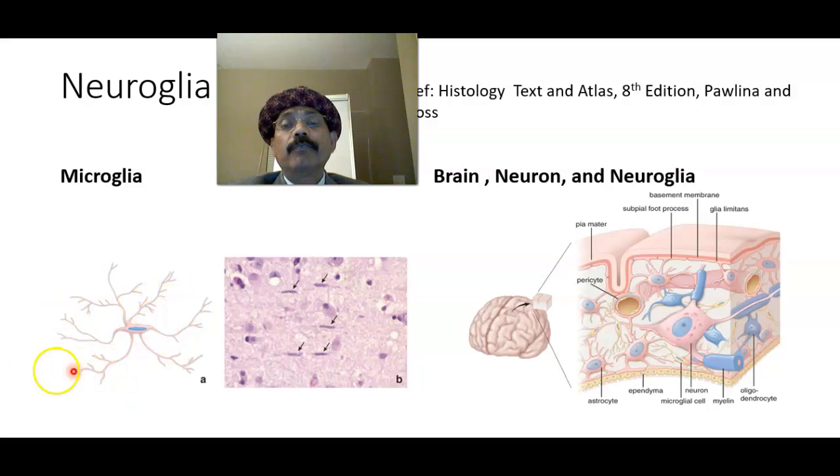The microglia, these are phagocytic cells. They originate from the monocyte in the bone marrow, and the main purpose of the microglial cell is phagocytosis.